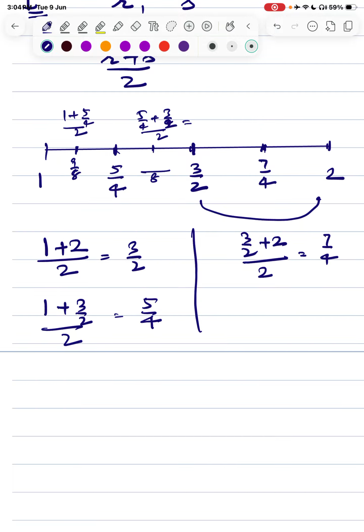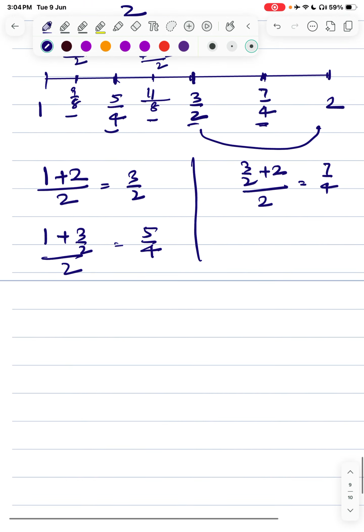Okay, and next you will have 11 by 8, you will get the next number. So in this way you have inserted 1, 2, 3, 4 and 5 numbers between 1 and 2. So this is one of the ways to insert five numbers that I have also discussed above, right?